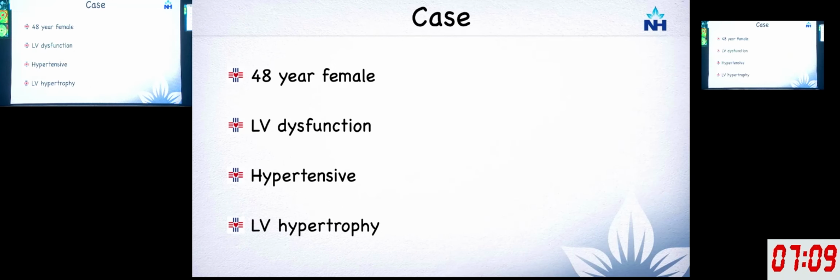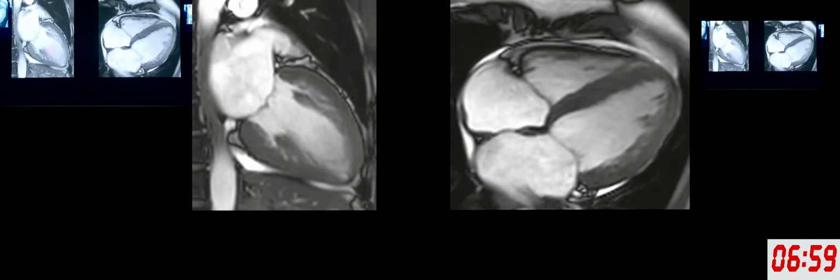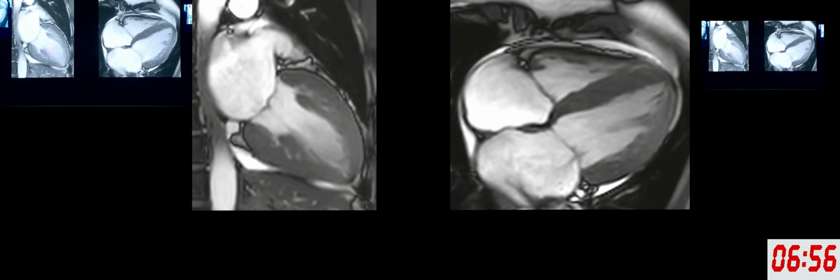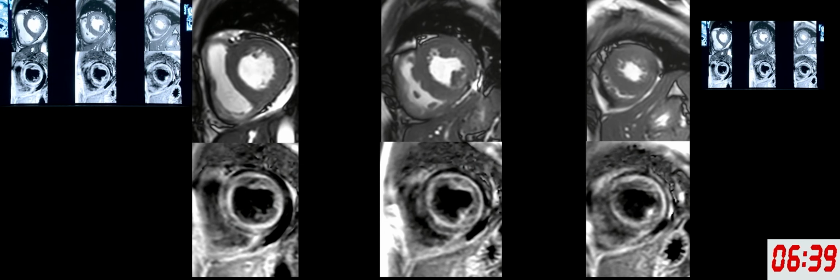Get it. Next patient, a 48-year-old female, hypertensive again, with LV hypertrophy, and this is the cardiac MR. Circumferential LV hypertrophy, mild LV dysfunction, and now if you see the short axis, no cavity obstructions, no cavity obliteration, and this is the delayed enhancement images. Everybody know what this is? Good, couple of you can say that, good.